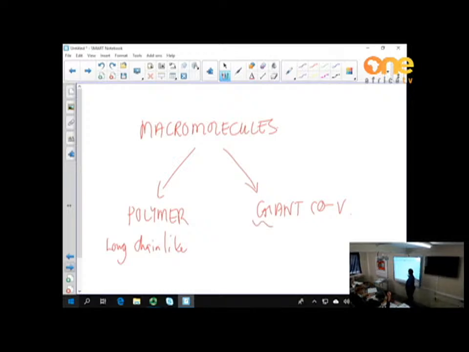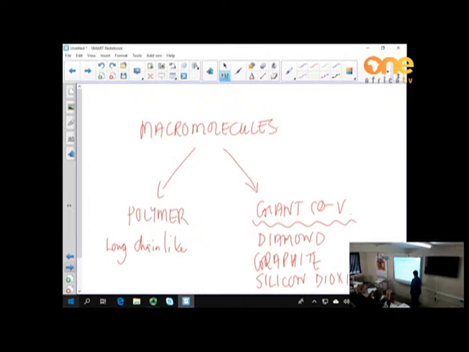The giant covalent structures, the examples we do are diamonds, graphite, and silicon dioxide. And each of them have their own unique structures. What makes diamonds exceptional is the fact, remember, carbon has got 4 bonding places. So when diamonds were formed, each carbon is bonded covalently in 3 dimensions onto 4 others. And each of those carbons in turn are bonded covalently onto 4 others, and it forms a network of covalent bonds holding the atoms together.